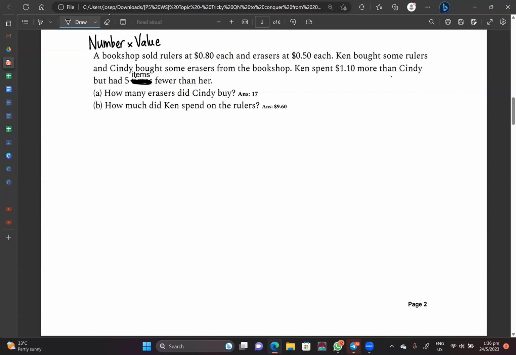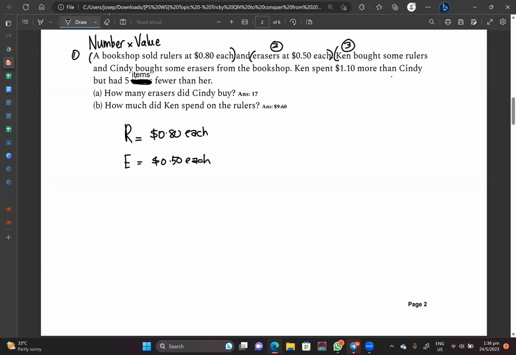As you can see over here, it says that a bookshop sold rulers at 80 cents each. So what we want to do is put R and we put 80 cents over here, and erasers at 50 cents each. So erasers is equal to 50 cents. If you want to add the word each, you can too.